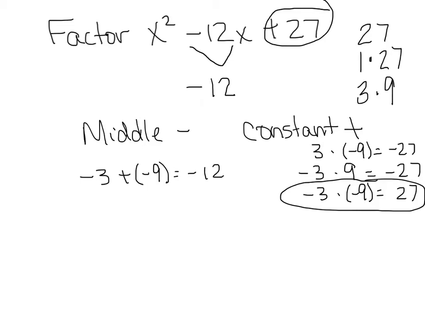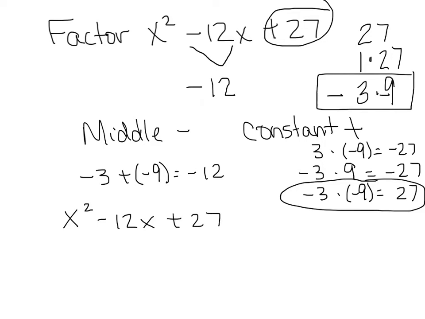So these are the factors that I'm going to use, except I'm going to use negatives. Remember the problem we had, x squared minus 12x plus 27. We know the factors I'm going to use here are negative 3 times a negative 9. I know that x times x gives me x squared.